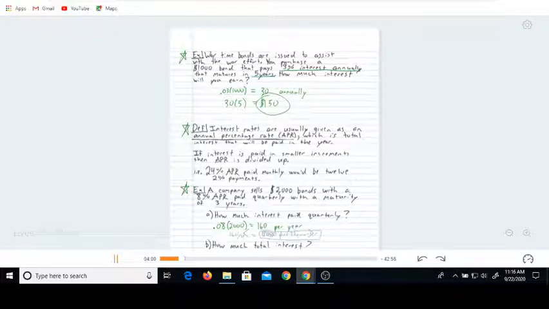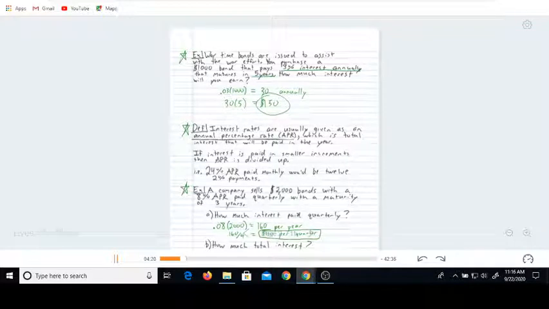Now you don't get it all at once. Instead, it'll be broken into quarterly payments. So you just divide that by 4, and that gives you $40 per quarter. So you're going to get $40 each quarter in interest. So that's how the interest works there.